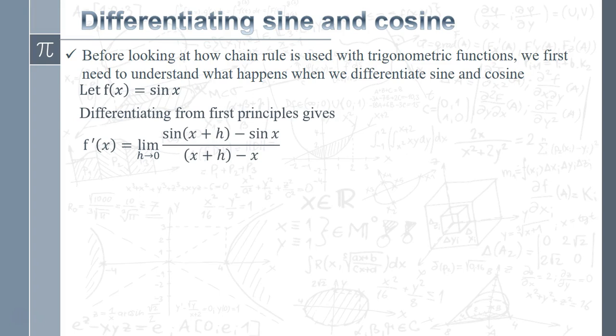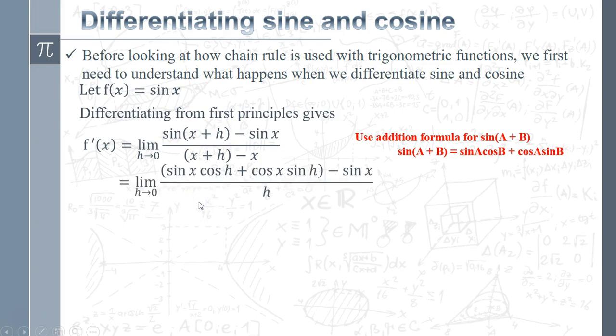Standard stuff, and this might be how they examine differentiation from first principles in a Year 2 way, by doing it to one of these types of functions. So what are we going to do? The obvious thing to attack is the sine of x plus h, and for that we can use our addition formula. We know sine of a plus b equals sine a cos b plus cos a sine b. So we end up with that.